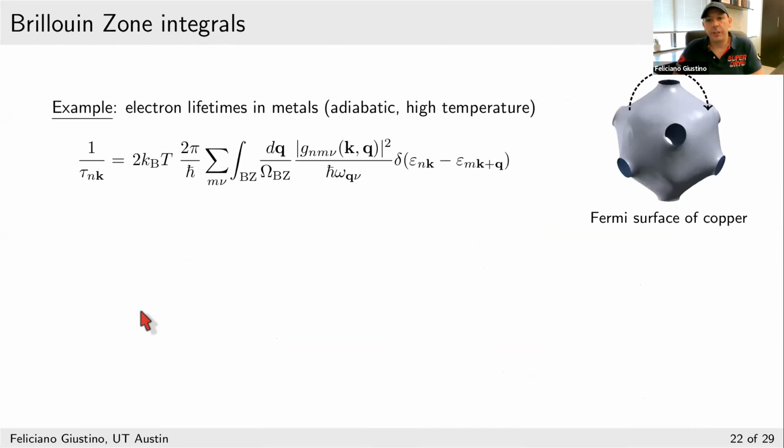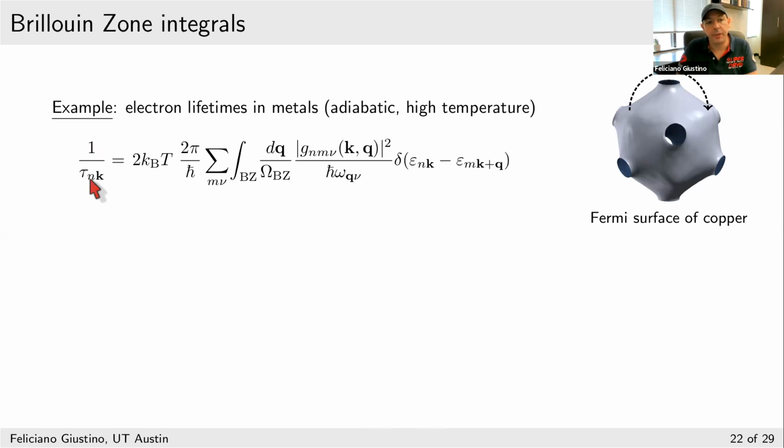So what is the challenge with these matrix elements? Here I'm giving you an expression that is an extremely simplified version of the lifetime of an electron in a metal, okay? So this is written starting from the full expression, making the adiabatic approximation and the high temperature approximation. It is not something that we typically use for calculations because we can do much better, but it's simple because we can take a look at the terms without spending too much time.